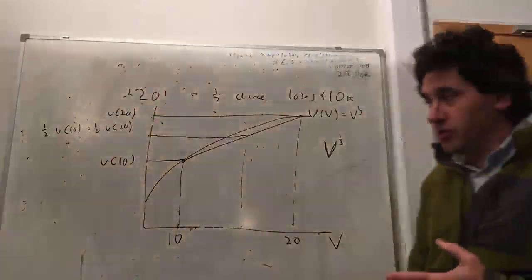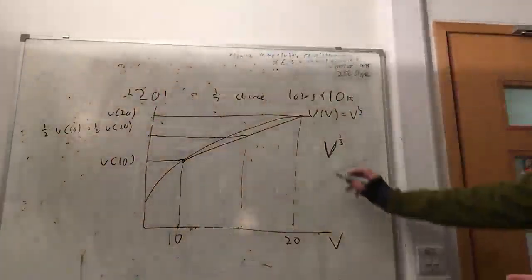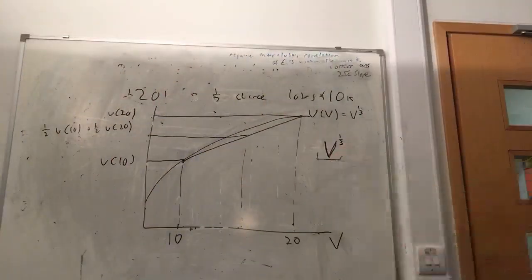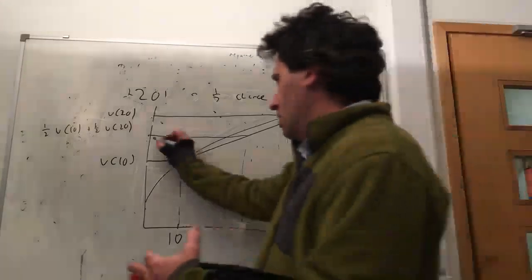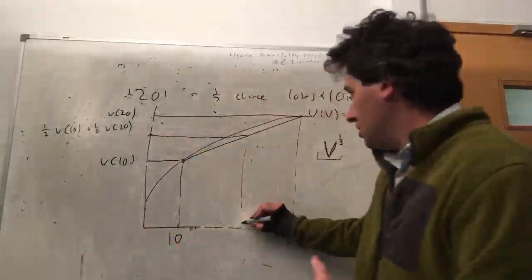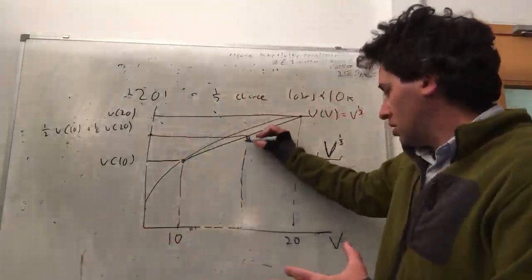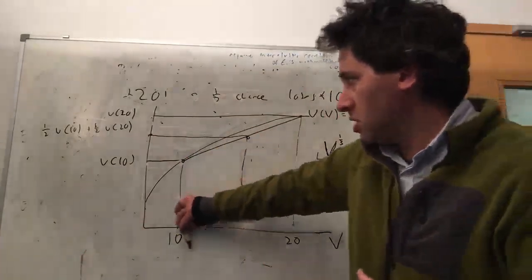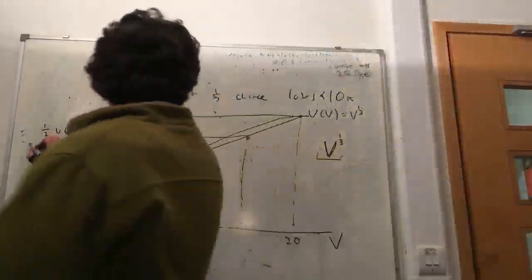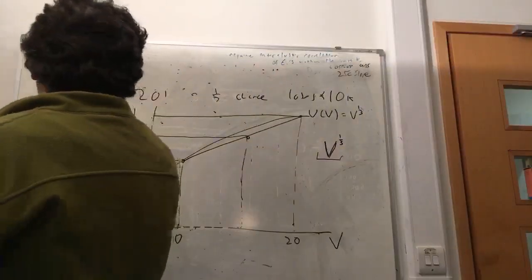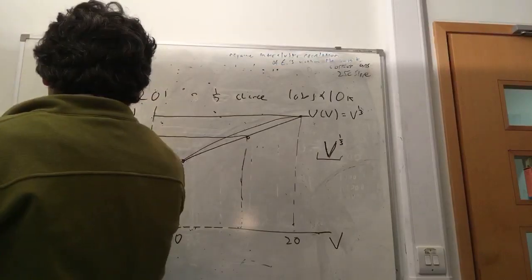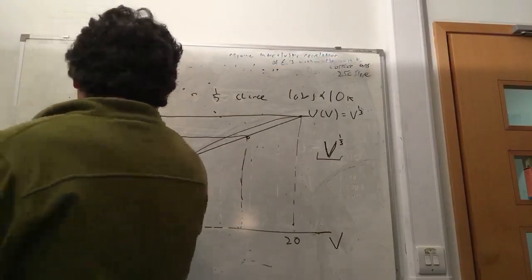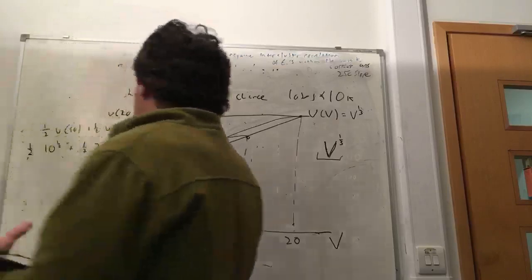Okay, but I can say more than that now. I actually know what this is because I have this utility function. So in fact, the utility they will get from a half chance of this, half chance of that, is 1/2 times 10 to the power 1/3 plus 1/2 times 20 to the power 1/3.